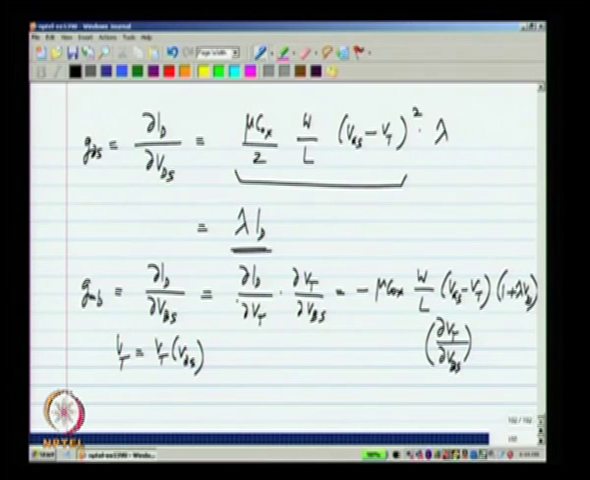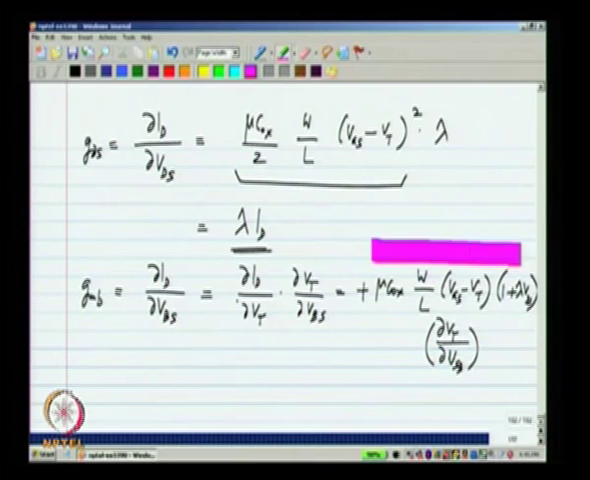Now, because VSB equals minus VBS, I can write this as dou Vt by dou VSB and make this a plus sign. And you also see that this part of the expression is nothing but the GM of the transistor, it is GM times dou Vt by dou VSB.